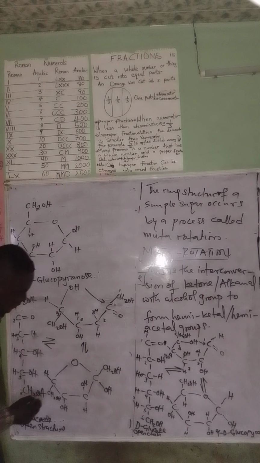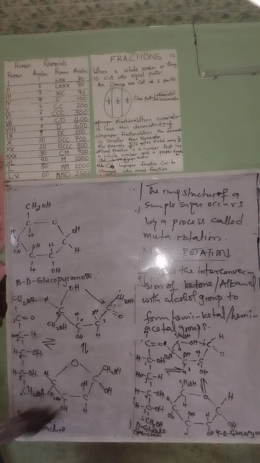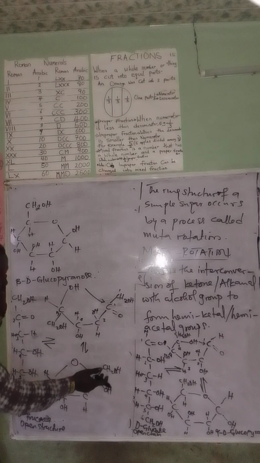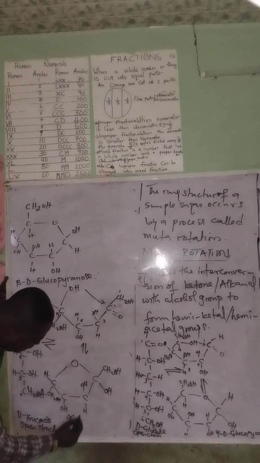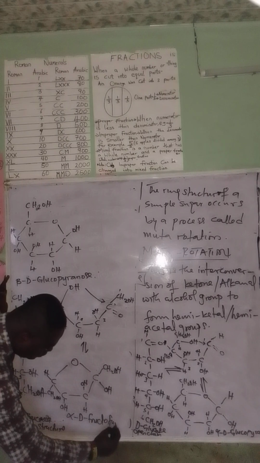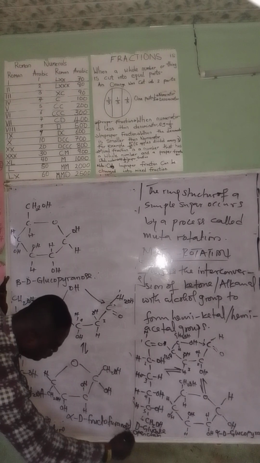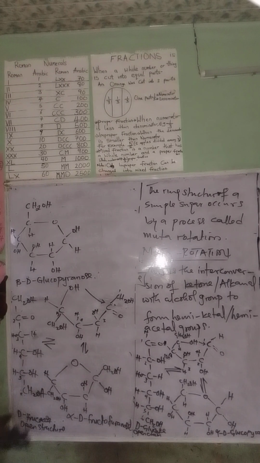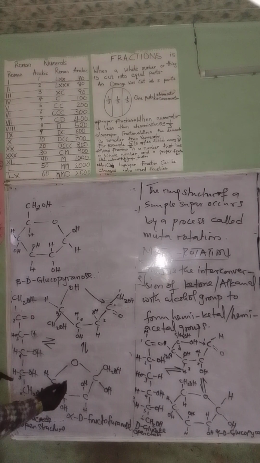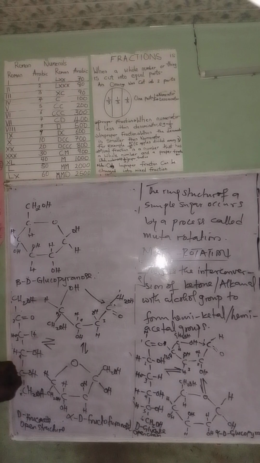So what you have here, now if OH is down, then this is representing H. Oh, this is alpha D fructofuranose. Why furanose? Why not pyranose? Because this is a 5-membered ring. Oh, this is carbon number. This one will not be H. Okay, so that is that.